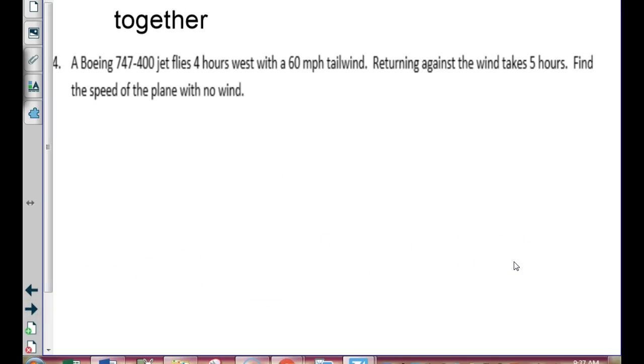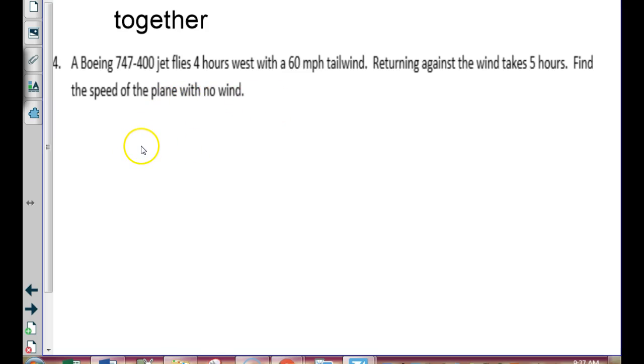All right, last warm up, just because this is what we did yesterday. Remember we talked about the current? This is very much a current question, but it's a wind question. So the plane is flying along and the wind is either helping it or hurting it. Does everybody understand what we're saying? Just like the current yesterday? Okay, so a Boeing 747-400 jet flies 4 hours west with a 60-mile-an-hour tailwind. Returning against the same wind takes 5 hours. Find the speed of the plane with no wind.